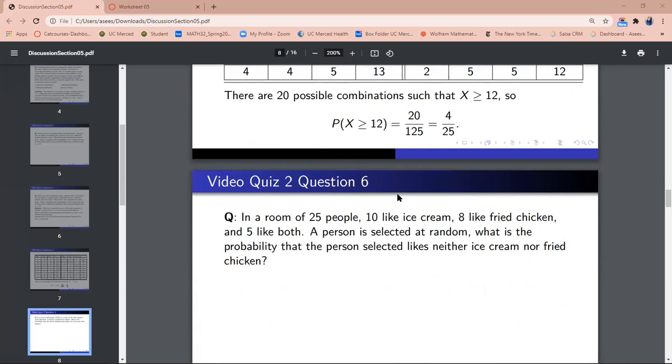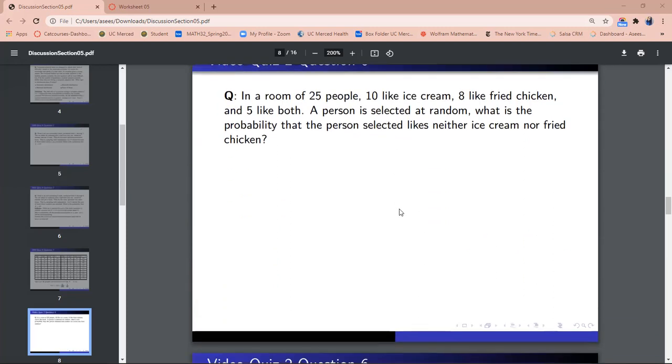Yeah, okay. All right, the next one is a little tricky, but not too difficult. We have 25 people in a room. 10 of them like ice cream, 8 of them like fried chicken, and 5 of them like both. A person is selected at random. What is the probability that the person selected likes neither ice cream nor fried chicken?